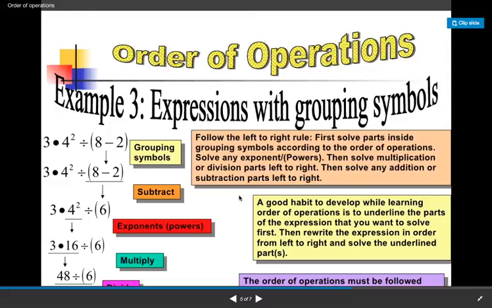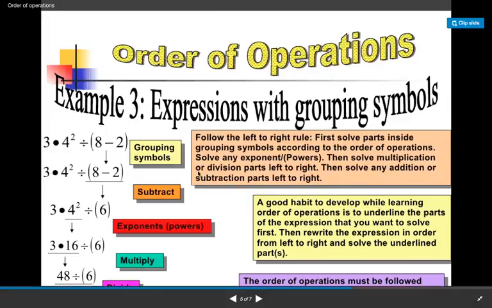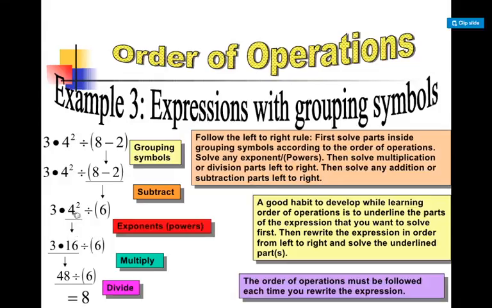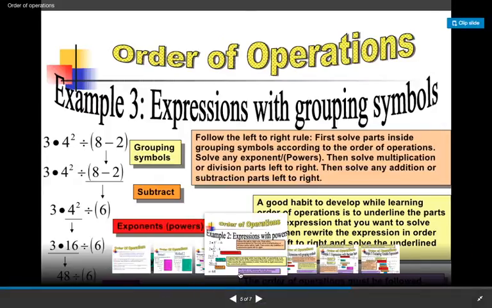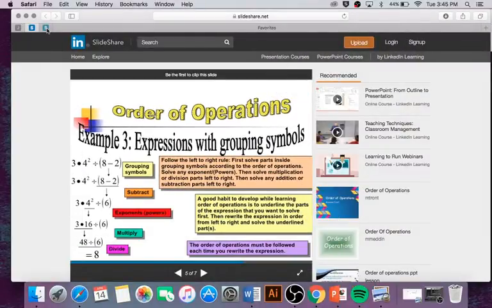When we have parentheses, that's the first thing we solve. So as they showed here, we're going to solve what's in the parentheses. Then we're going to solve the exponent. Remember, this isn't 4 times 2, it's 4 times 4. Then we're going to multiply because it appears first. Then we're going to divide. Okay. So that's what I had for that PowerPoint.